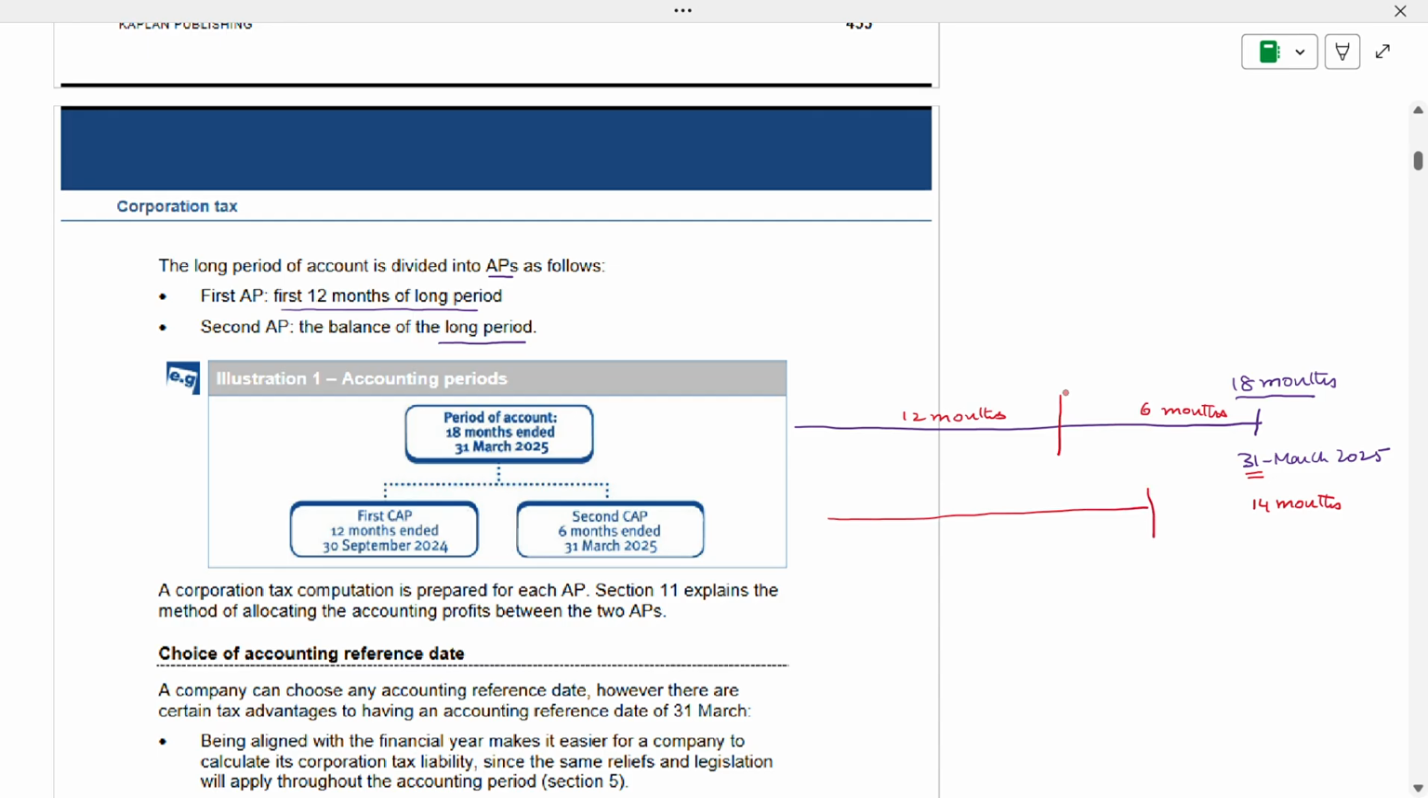It will be 2 months and 12 months. Plus 12 months and the next. It will be how much? It will be 2 months and it will be 12 months. Are you clear about this?